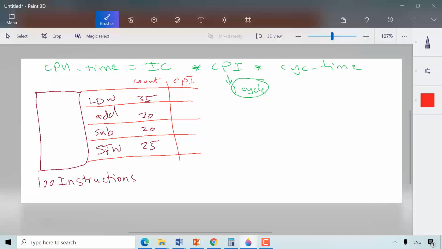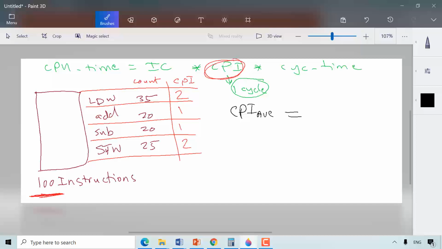Suppose, for example, the load has a CPI of 2. The add has a CPI of 1. The subtract has a CPI of 1. And the store has a CPI of 2. So this is my program, I have 100 instructions. Then the question: how can I apply CPI in my CPU time formula? Answer: we have to find the average CPI. So how do I calculate this? The average CPI in this program is as follows.